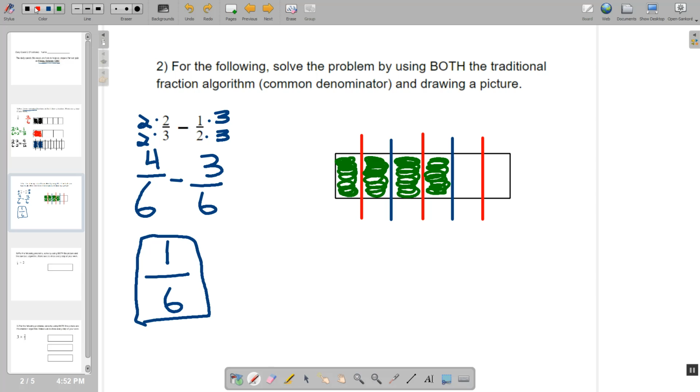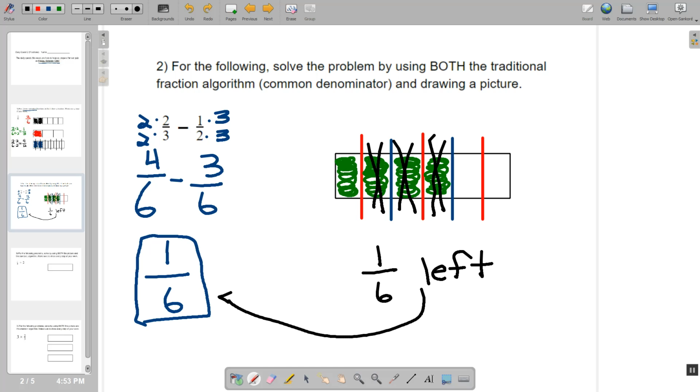Then I now have to subtract 3 of the 6ths. So you can use an eraser, or you can X them out. So there's 1 gone, 2 gone, 3 gone, and I have 1/6 left. And our answers match, and I am done with this problem. Let's go to the next one.